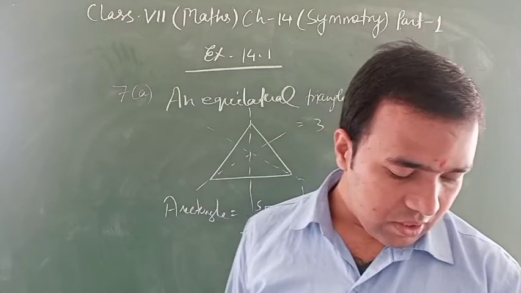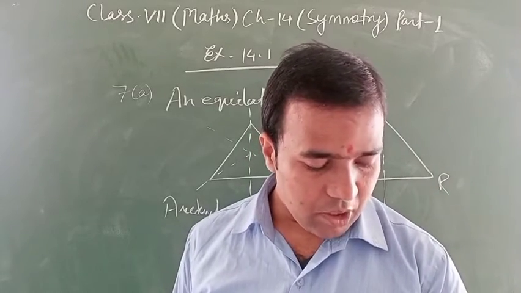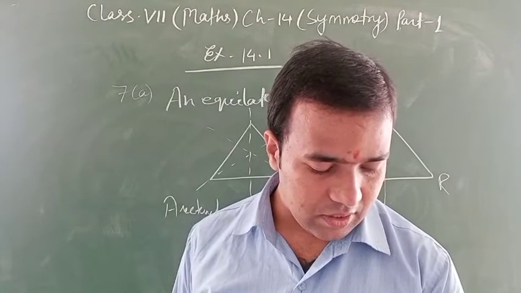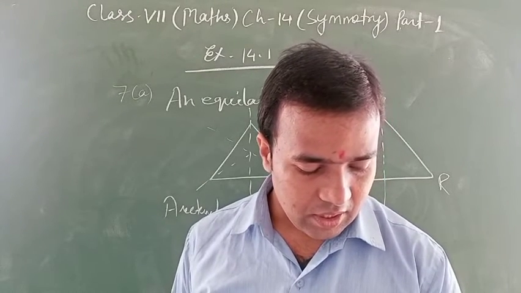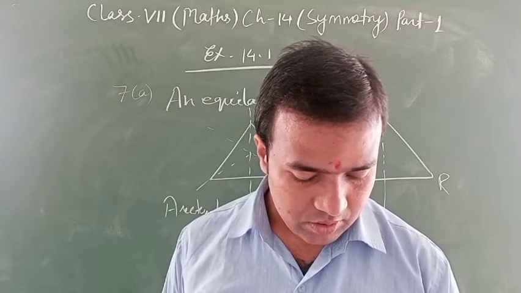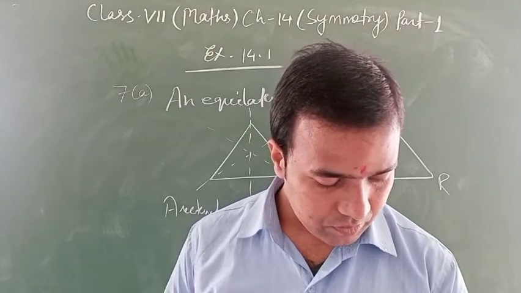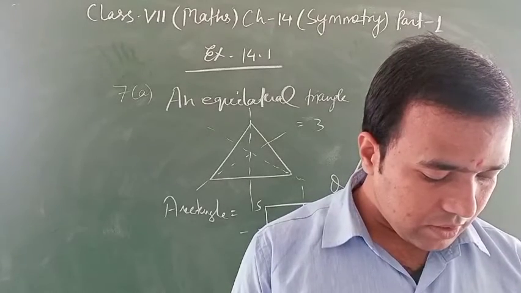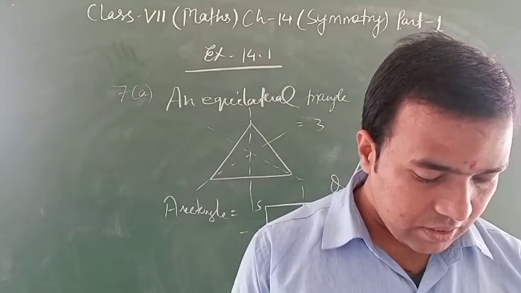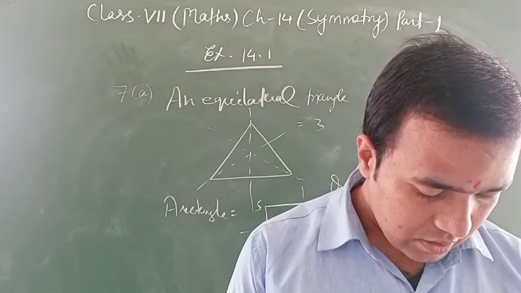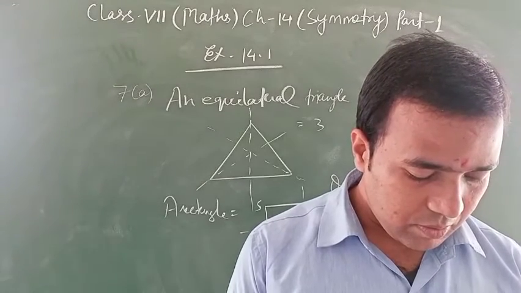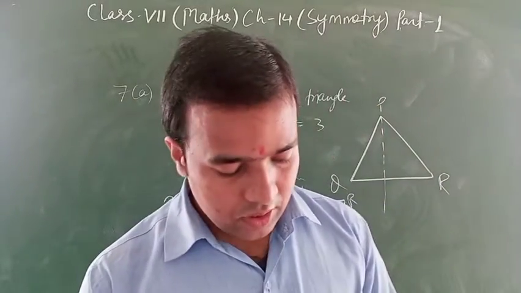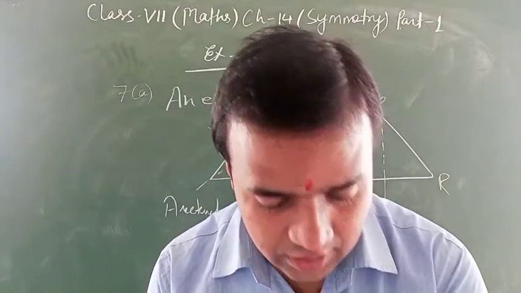Question number 6. Triangle ABC, AB equal to AC, AD perpendicular to BC, BE perpendicular to AC, and CF perpendicular to AB. Then triangle ABC is symmetrical about. Clear? There are also four options, and the last is none of these. ABC is symmetrical about AD. Clear?